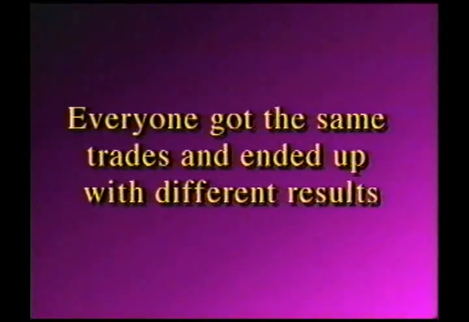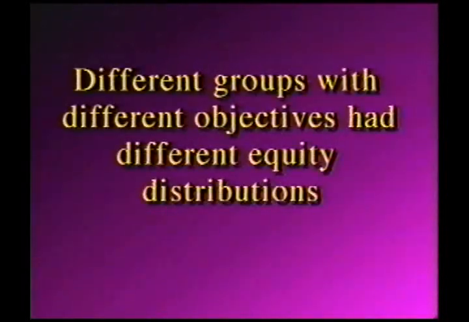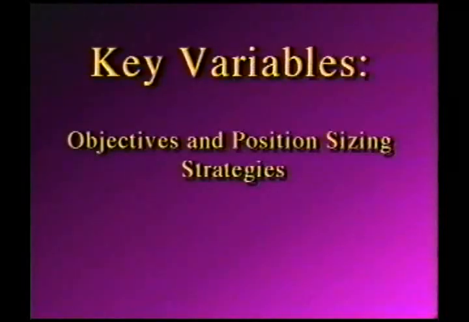Notice that with a few exceptions, everyone ended up with a different ending equity, yet everyone got the same trades. Only position sizing was involved. Notice that each group had a different equity distribution at the end. This shows that objectives determine position sizing strategies and are also critical. Hopefully, you are beginning to understand just how important your position sizing strategy is to the final results. You can make a lot of money or go bankrupt. It all depends upon your position sizing strategy.